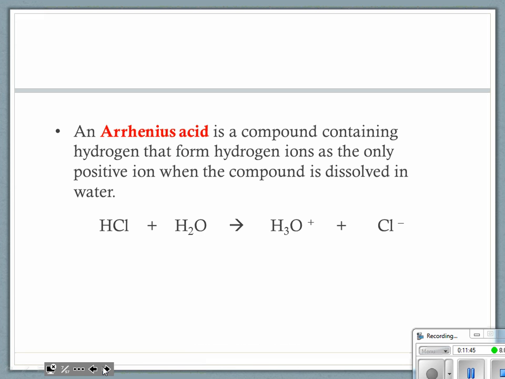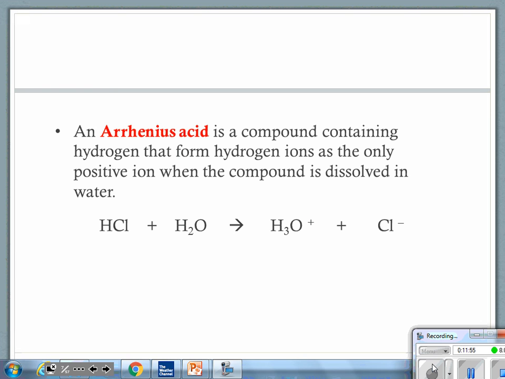Now, what Mr. Arrhenius said, we now call an Arrhenius acid. An Arrhenius acid is a compound containing hydrogen that forms hydrogen ions as the only positive ion when the compound is dissolved in water. Now you can see right here, and you look and say, well, where's the hydrogen ion? We have it wrapped up right here in this equation with the hydronium ion, H3O plus.